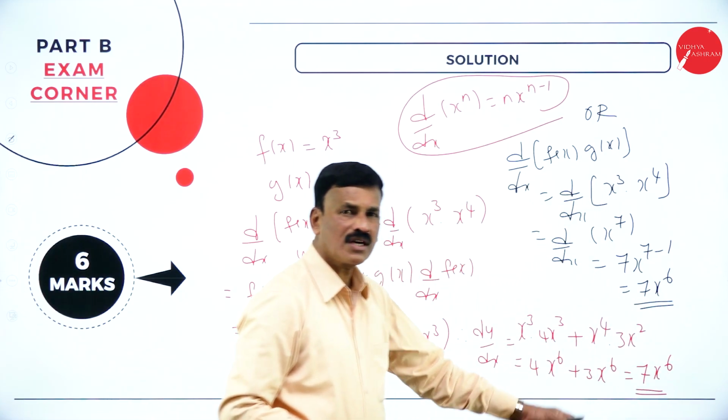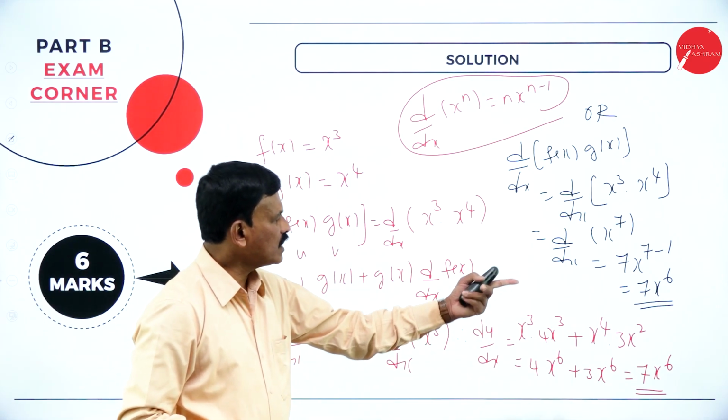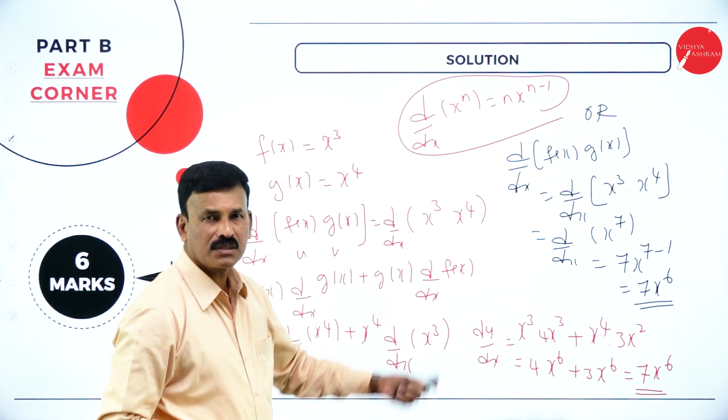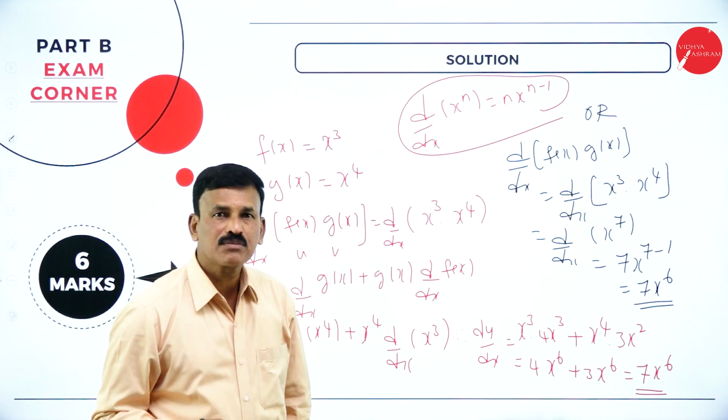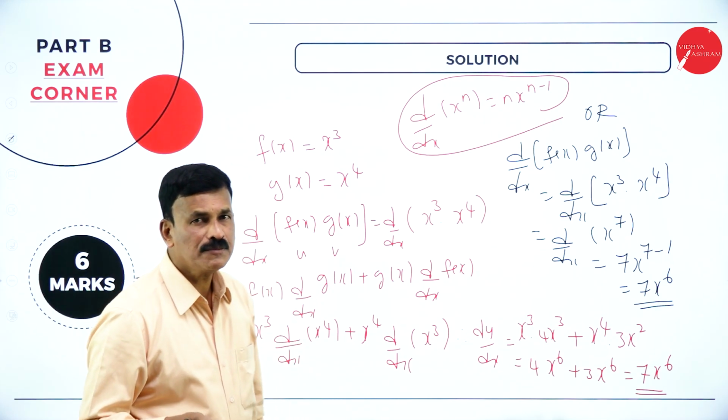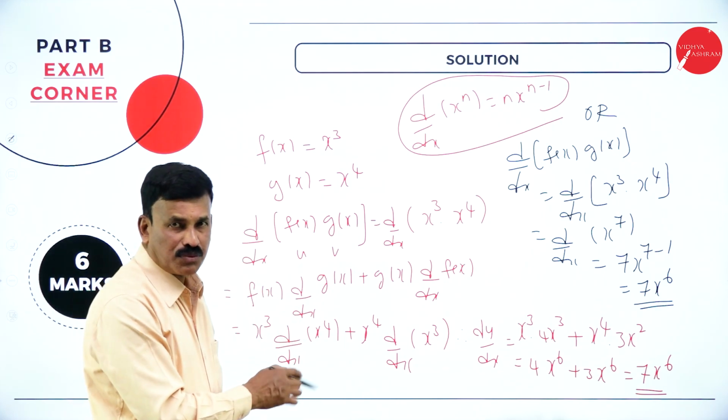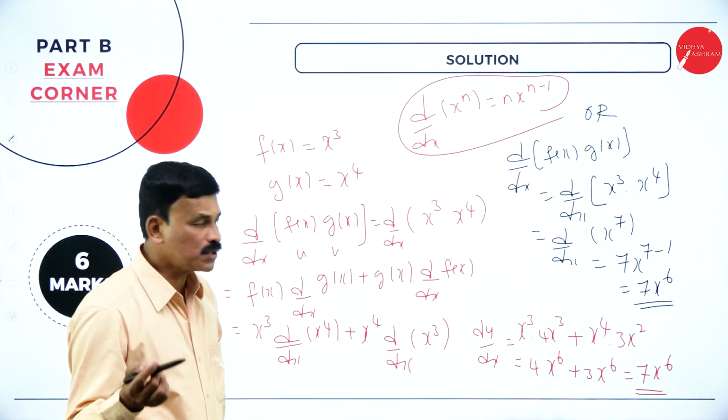See the answer? The answer is one and the same. 7 x power 6. You can do this method or that method. Easily you will get 6 marks for this. Hope you followed. Okay? Very simple problem. So here this is product rule. That's it. Now move on to the next problem.